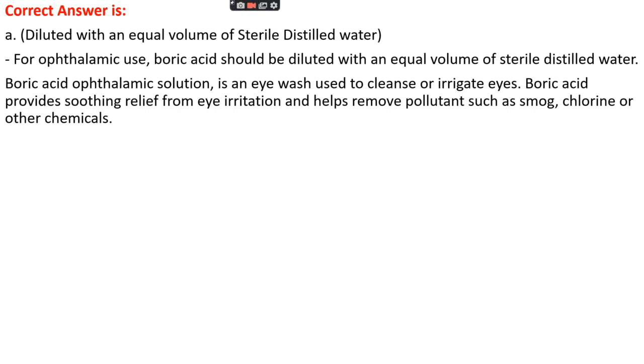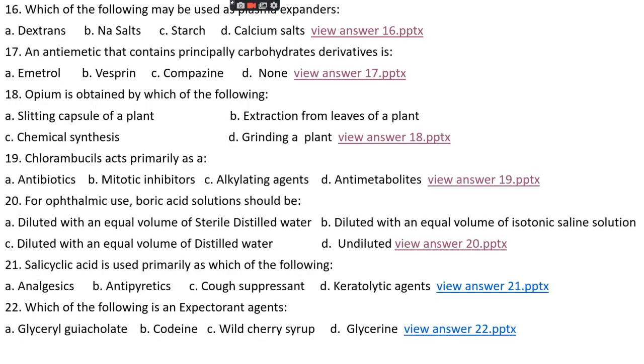Okay. For ophthalmic use, boric acid should be diluted with an equal volume of sterile distilled water. Okay. Boric acid ophthalmic solution is actually an eye wash, which is used to cleanse or irrigate the eye. Boric acid provides soothing relief from eye irritation and also helps to remove pollutants such as smoke, chlorine, or other chemicals.